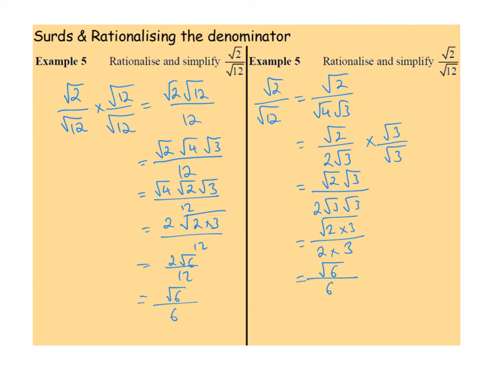Again here you can see that I simplified first, which kept my numbers smaller. The first method here is much more common. The second method uses smaller numbers, so you have to pick and choose which method you prefer.